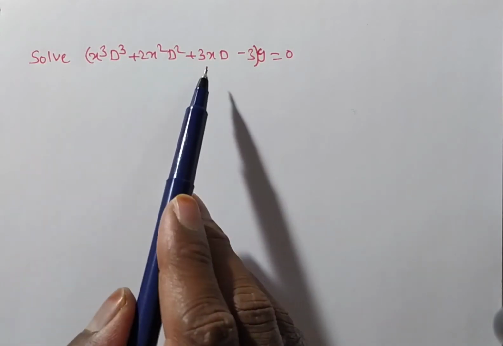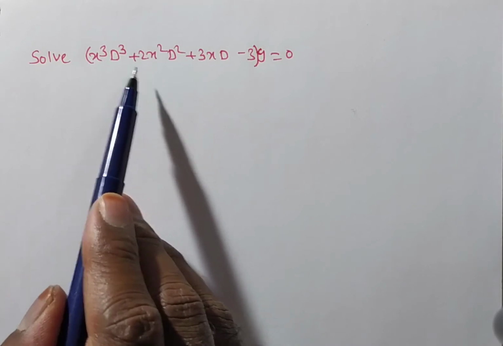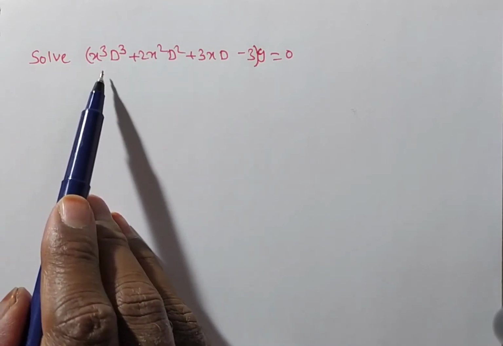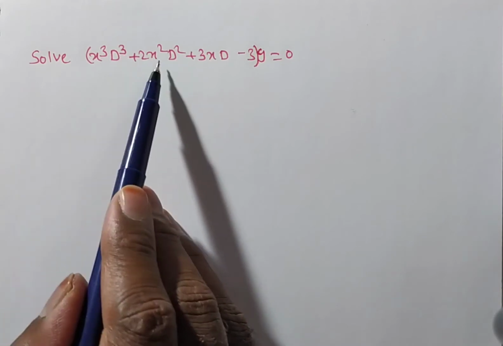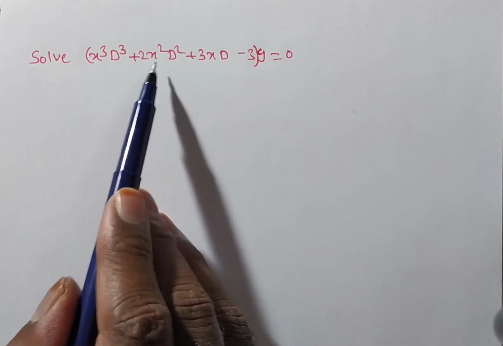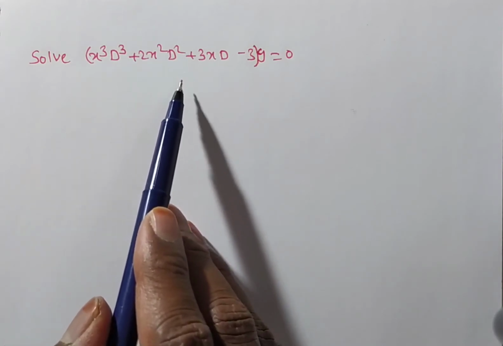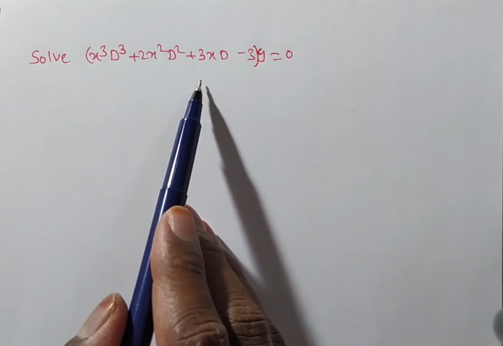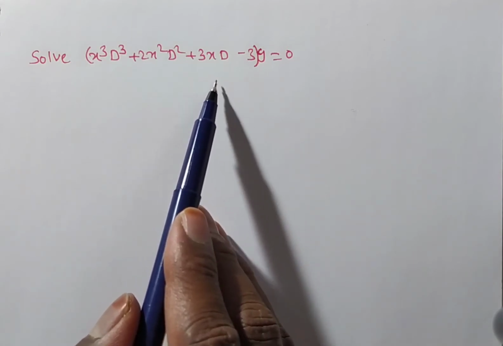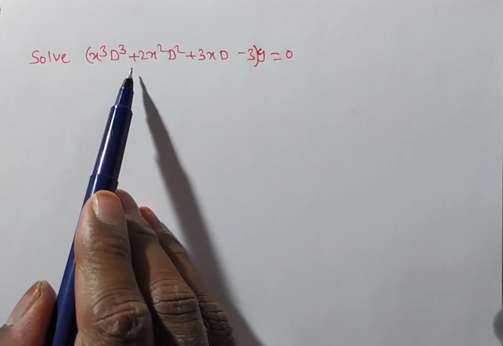You observe that the coefficient of D is x, of D² is x², of D³ is x³. Nothing but the index of x and the order of the derivative are the same in each term. So this differential equation is said to be an Euler-Cauchy differential equation, a homogeneous differential equation. In this case, the coefficients of the derivatives are variable.